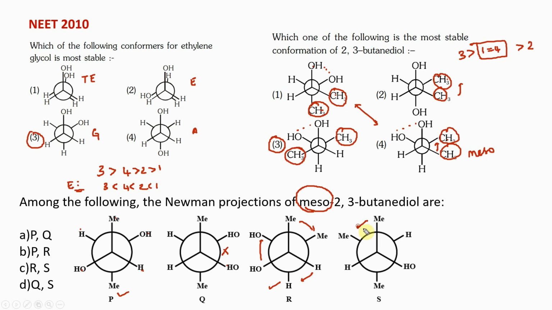Now here I'm going to rotate it this way. Methyl inga pogum, but OH inga vandrum. So this is not meso. So your P and R are meso, Q and S are optically active. Okay.